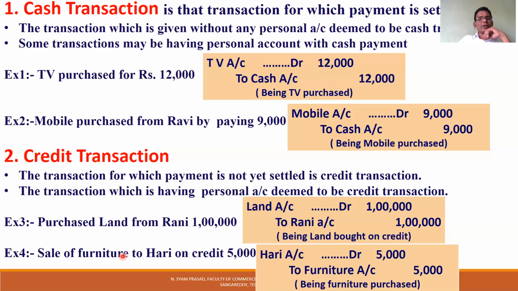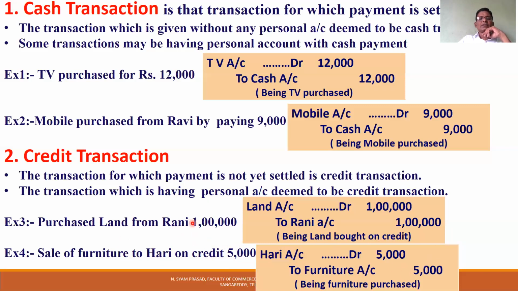So we sold furniture to Hari. Furniture is a real account. Is it coming in or going out? Furniture is going out. When furniture is going out, the furniture account is credited. And what about Hari, receiver or giver? When we are giving credit to him, automatically he is a receiver. Hari, the receiver account, is debited according to the personal account rule. So the Hari account is debited and the furniture account is credited. This is about a credit transaction.